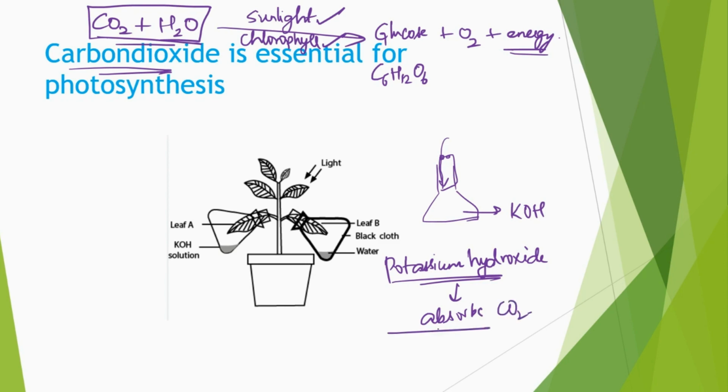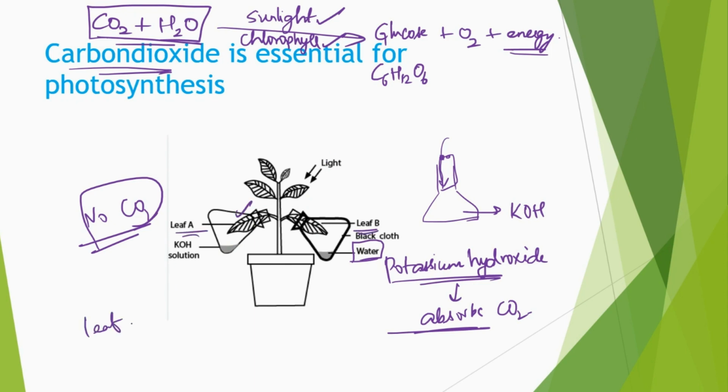We know that this plant is kept in the atmosphere. When air enters through the pores in the cork, the carbon dioxide which enters is absorbed by KOH. So no carbon dioxide is available for photosynthesis, and there will be no photosynthesis taking place. But this leaf here is placed in a conical flask containing water. Carbon dioxide is entering, and along with the light and water, the usual process of photosynthesis takes place. Now we take both these leaves, leaf A and leaf B.